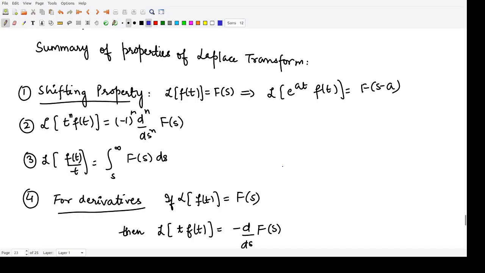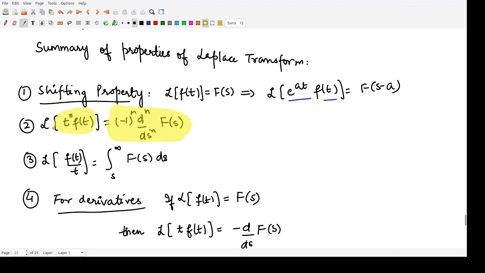So yesterday what we did was we just studied various properties of Laplace transform. The first property was that of shifting property. It says that if we are given the Laplace transform of f of t, then the Laplace transform of the function f of t multiplied by e to the power at is equal to F of s minus a, right? And the second property is, what is the Laplace transform of t to the power n f of t, that is the minus 1 raised to power n, the nth derivative of this function F of s.